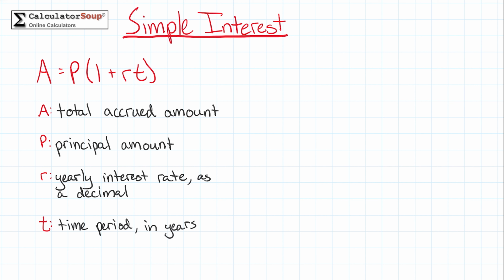If your interest rate is a percentage, make sure you convert it to a decimal first by dividing the percent by 100. As long as 3 of these variables are known, you are able to solve for the fourth one. For example, if we want to solve for the yearly interest rate instead, we can rewrite the formula so that R, the yearly interest rate, equals 1 over T times (A over P minus 1).